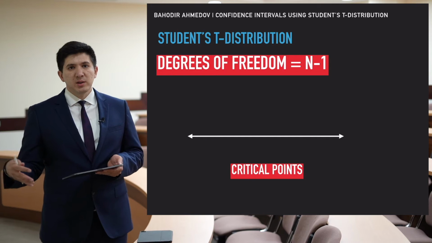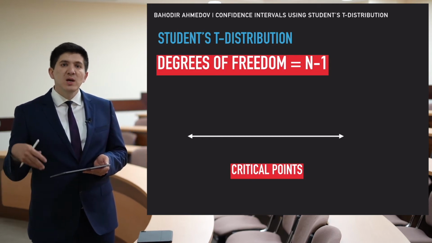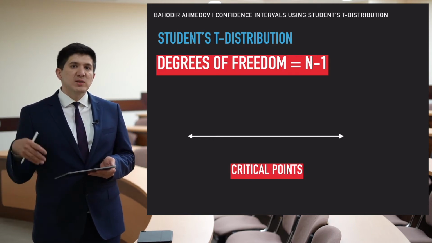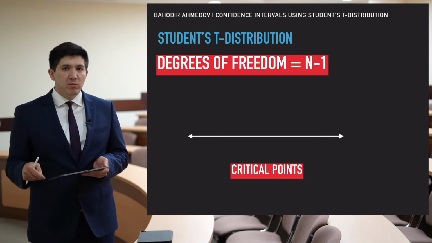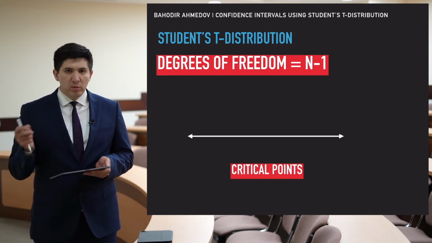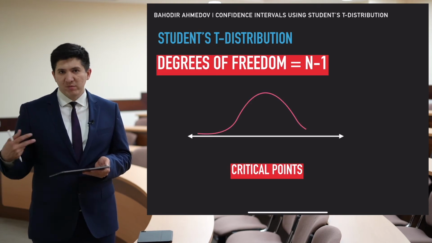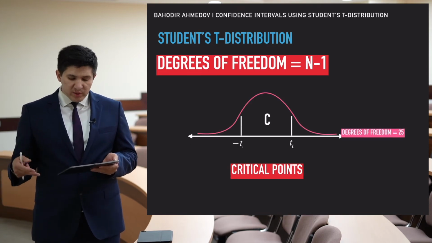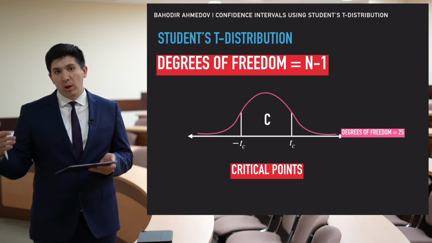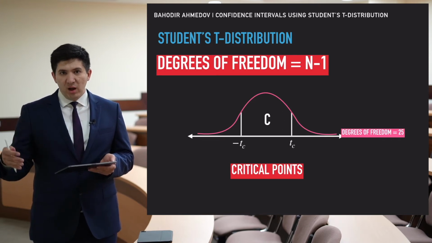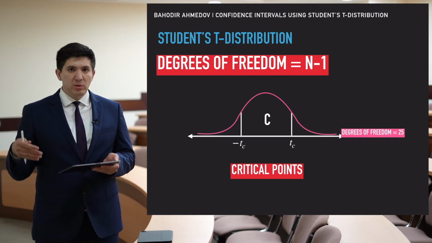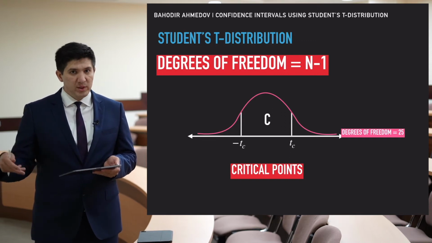So if your sample contains 5 items, then the degrees of freedom is 4. If your sample contains 12 items, then the degrees of freedom is 11. So it is always going to be n minus 1. Depending on the degrees of freedom, you're going to have different curves. If the degrees of freedom is equal to 25, you're going to have one curve. And in order to find the critical points, you're going to find the t-points from the table.